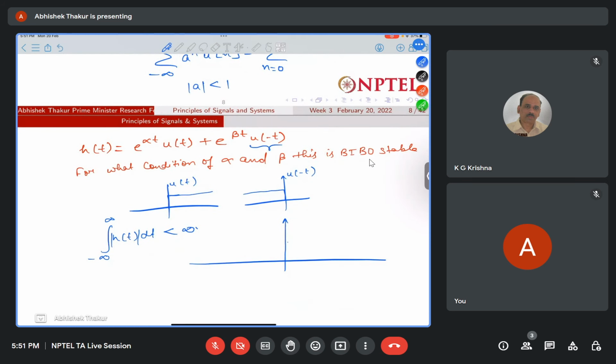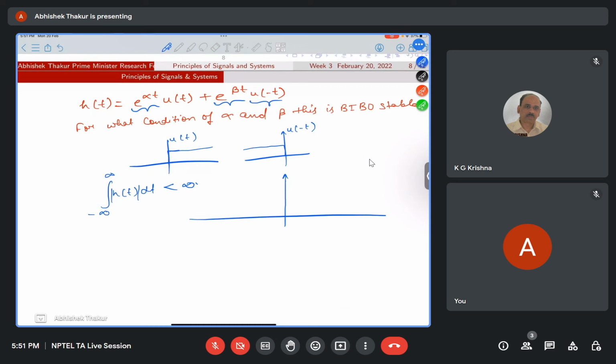So here for this system to be stable, e to the power beta t and e to the power alpha t should be converging. As we know, the e to the power t curve is like this. At t equal to 0, it is 1. This is our e to the power t. At t equal to minus infinity, this is 0. At t equal to infinity, it is infinity. But in this case, our curve should be converging.